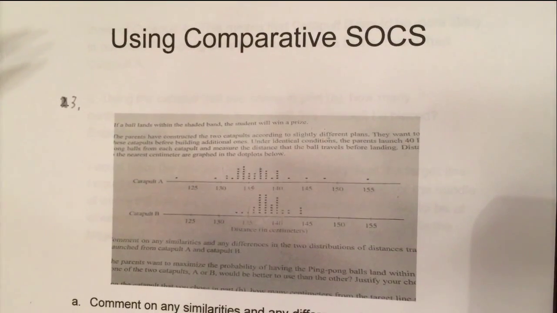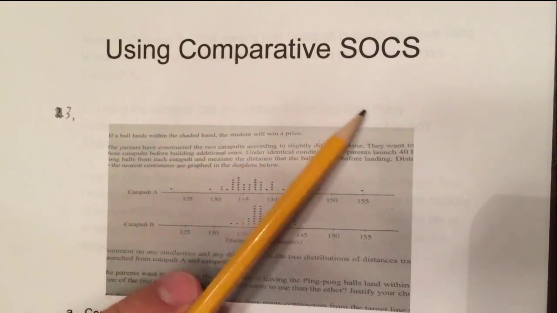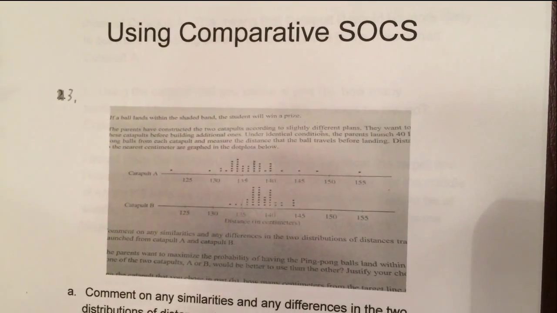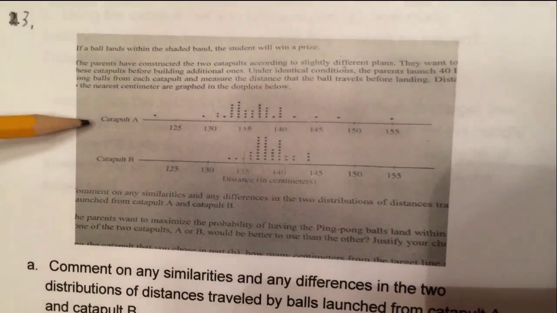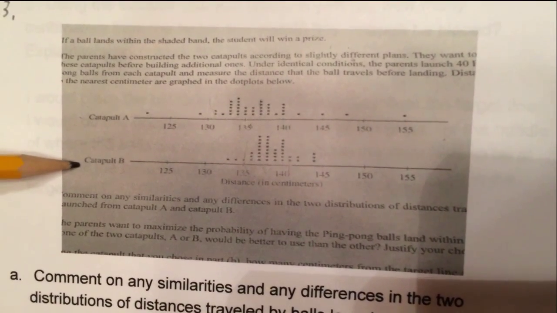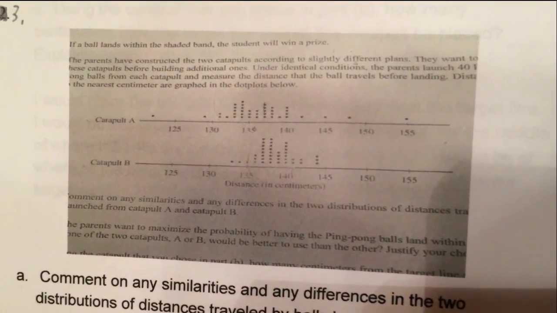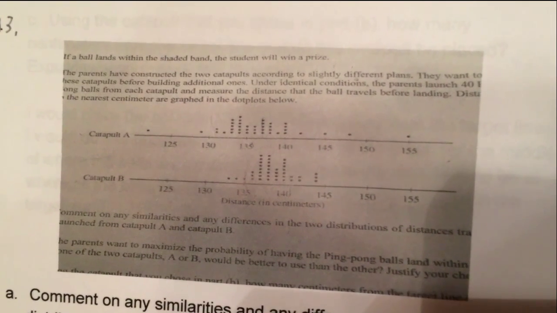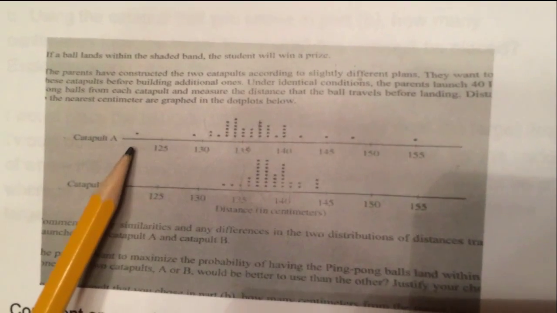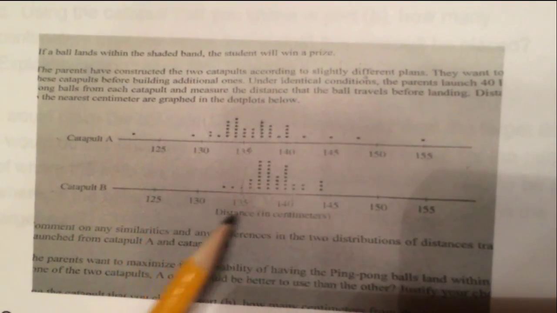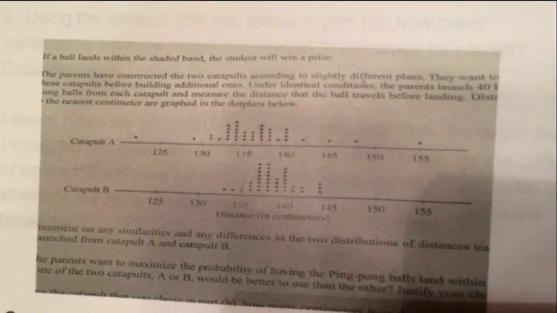Now in this video, we'll be learning how to use comparative SOCS. So let me give you a little background for this problem. We have two catapults, catapult A and catapult B, and they're in a contest to see how accurately they can throw ping pong balls. And this is a scatter plot of catapult A and a scatter plot of catapult B, and 40 different times they tested it for this competition.